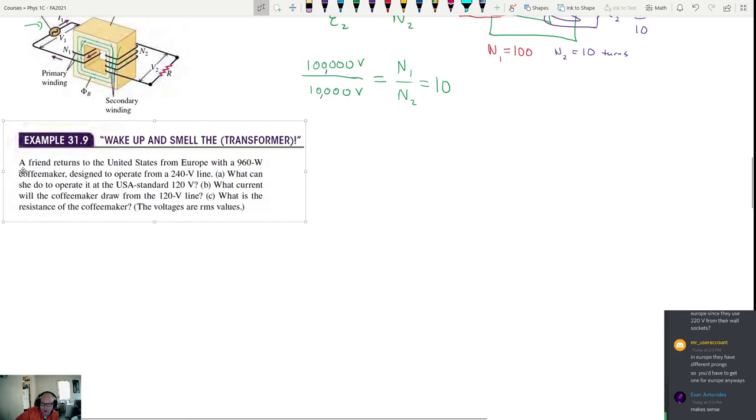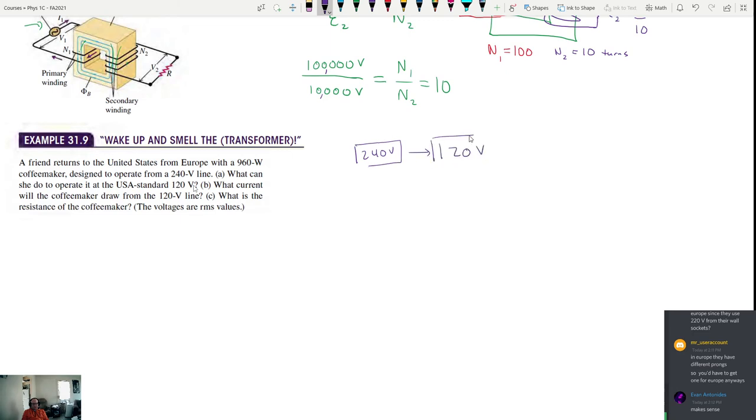Okay, so coffee maker designed to operate from a 240 volt line, what can she do to operate it at the USA standard 120 volts? So what's the answer to that first part? This part's not intended to be super complicated, but the way that they're asking is kind of weird. So the idea is if you want to have something that is 240 volts and you want to get that to 120 volts, right, then all you need is a transformer. We'll do that for you.